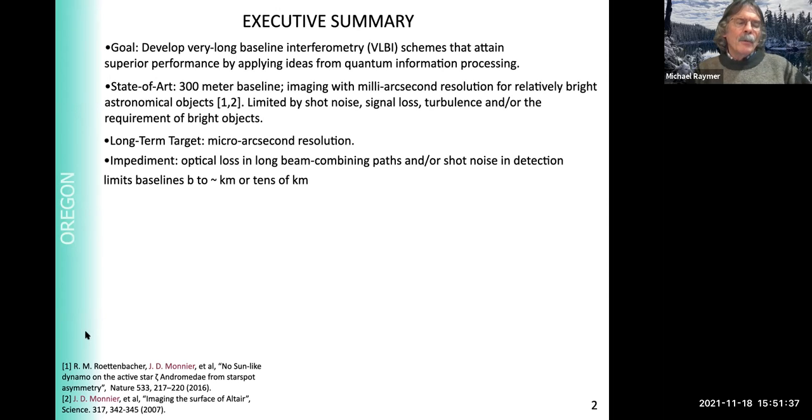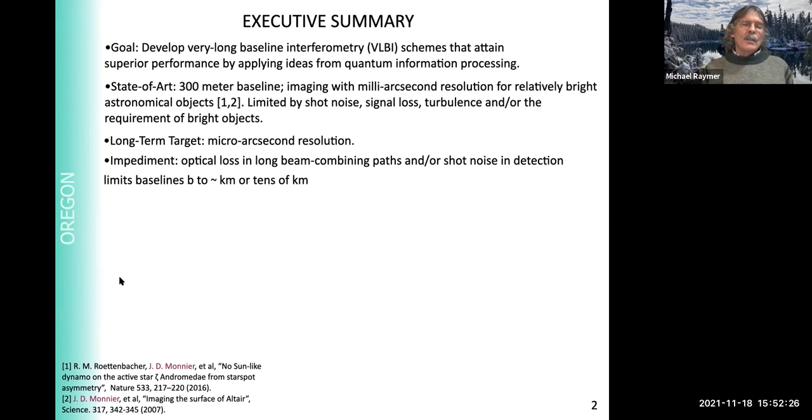Down here are a couple of papers by our colleague, John Monnier, who's worked on many different implementations of VLBI. Pioneering work is what he did, working in part with Charles Townes for his PhD. But these kinds of techniques are limited by shot noise, losses, and turbulence in the atmosphere, which I will not address, and also the requirement to observe bright objects. So the long-term goal would be to achieve micro-arcsecond resolution, which would be a few orders of magnitude improvement over what can be done now.